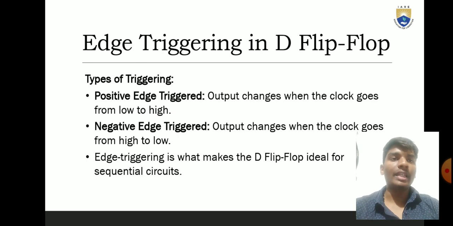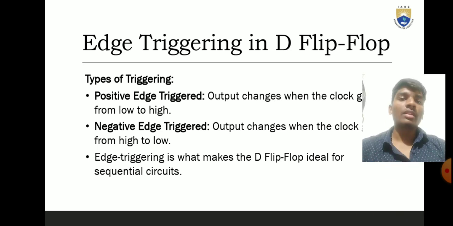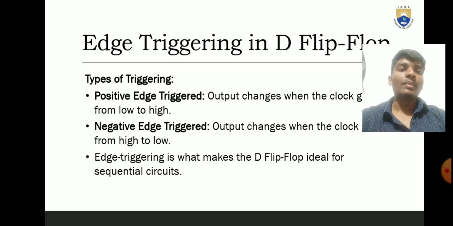Edge triggering in D flip flop. Types of triggering. We have two types of triggering, that is positive edge triggered and negative edge triggered. In positive edge triggered, output changes when the clock goes from low to high. In negative edge triggered, output changes when the clock goes from high to low. Edge triggering is what makes the D flip flop ideal for sequential circuits.